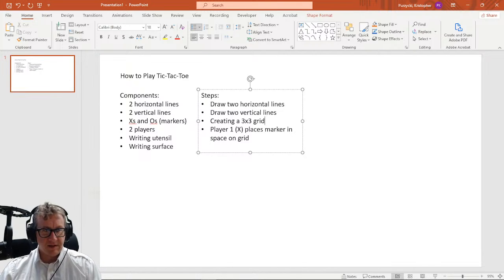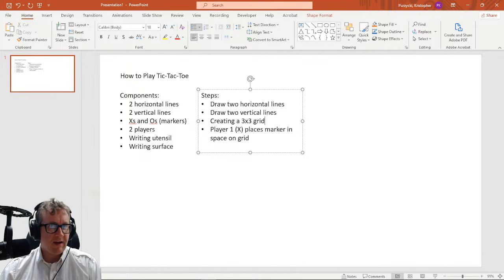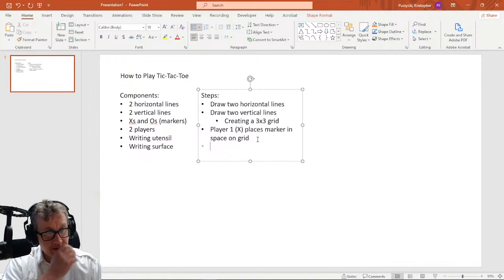So as I'm working through just these steps, thinking about my storyboard and going back to these steps, I'm sort of revising some of these. If I'm saying, player 1, X places marker in space on grid, well, I should probably mention that this is creating a 3x3 grid. I'm still sketching, right? The storyboard was a visual sketch. This is a more verbal sketch, right?